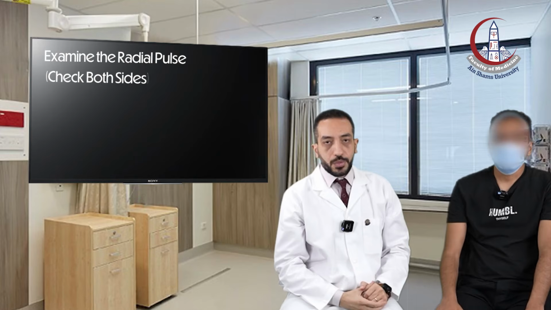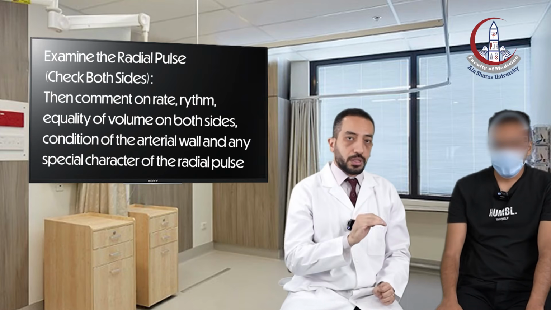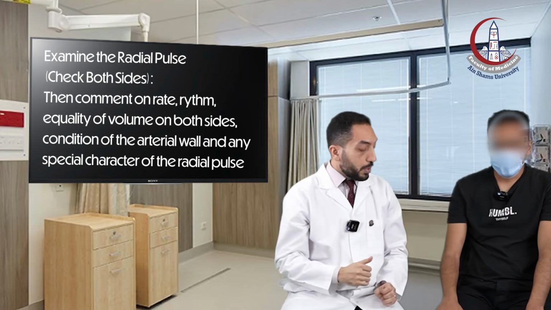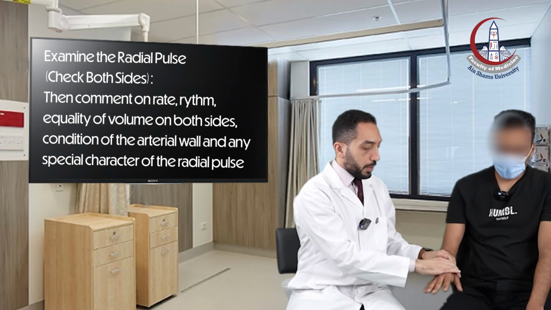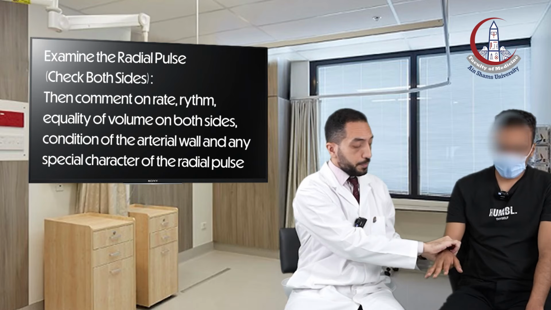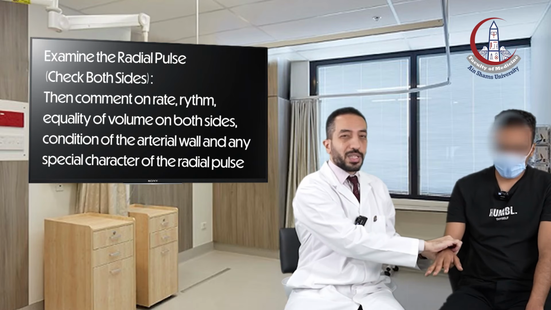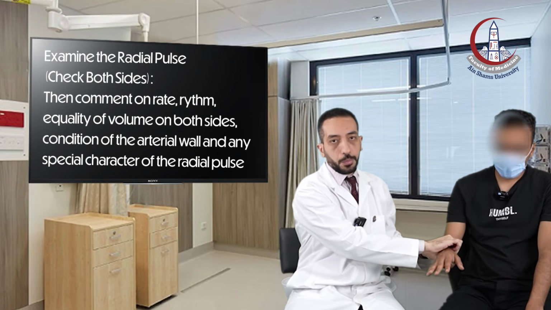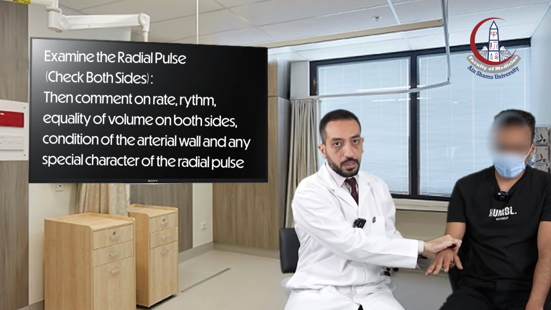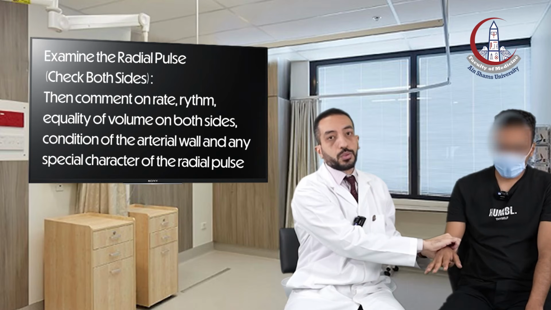Finally, the radial pulse. So the radial pulse, you first have to feel it in one hand, and then you have to compare the volume in both hands. You can feel the radial pulse by gripping the distal end of the radius like this, and putting your fingers, pressing slightly till you feel the maximum impulse of the radial pulse. And here we have to comment on the rate, rhythm, and quality of volume on both sides, and also the condition of the arterial wall, or any abnormality or special character in the radial pulse.